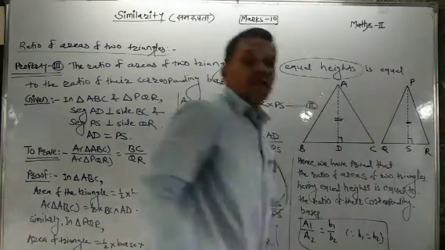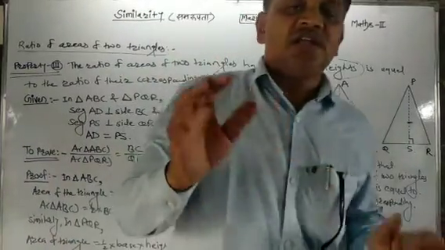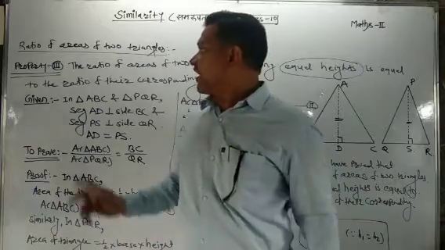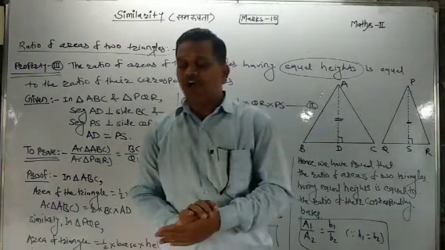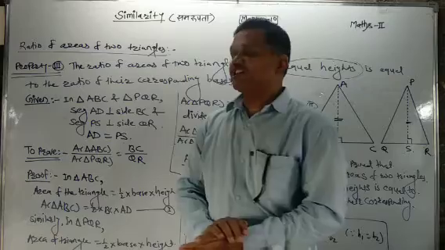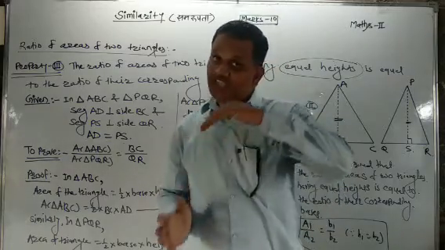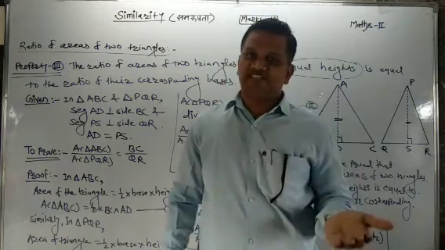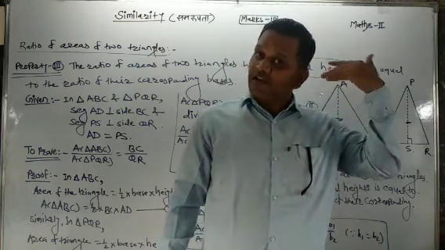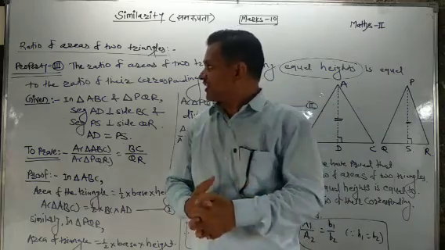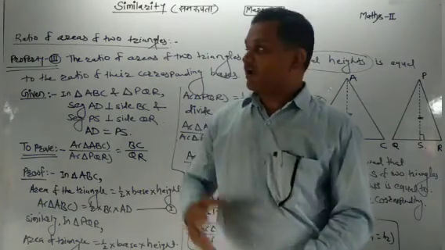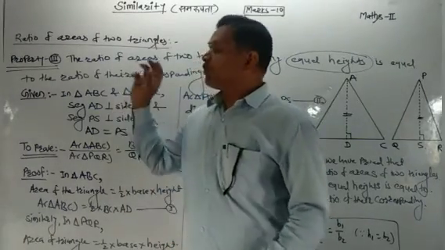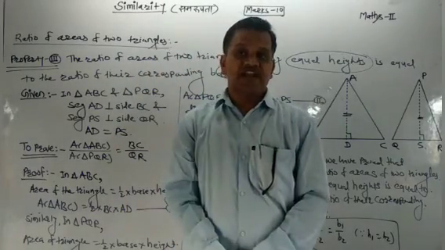Friends, you can learn these properties by heart. The first property you know already, and in this period we have studied the two properties: the ratio of areas of two triangles having equal bases, and the third property, the ratio of areas of two triangles having equal heights. In the next period, you can learn this statement by heart and try to write the proof of this statement. Understand? Thank you.